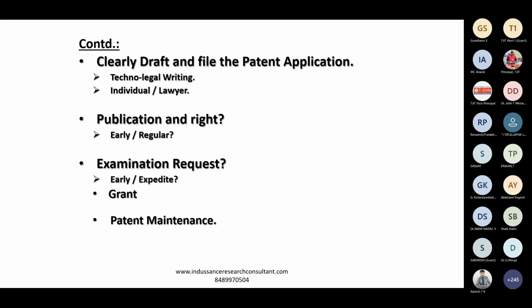I have a chart there so you can understand very clearly what will happen in early and expedited examination. For publication, I said early means 30 days and regular means 18 months. Here, early means all the processing up to grant will be done within 12 months, whereas in the regular one, it will take about 4 to 5 years to complete an application procedure up to grant.